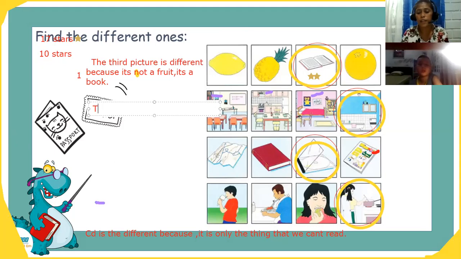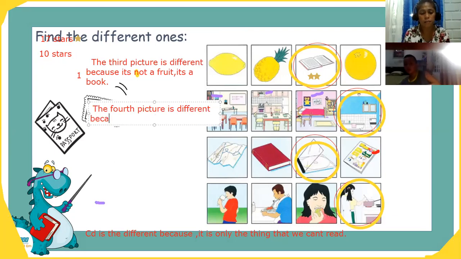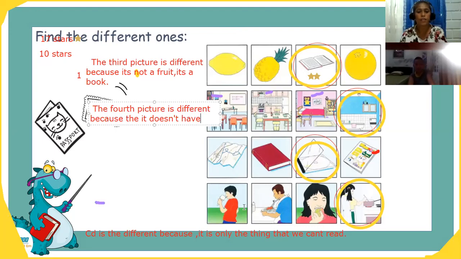The fourth picture is different because it doesn't have a chair. It doesn't have, again, it doesn't. Okay. It doesn't have. The fourth picture is different because it doesn't have a chair.